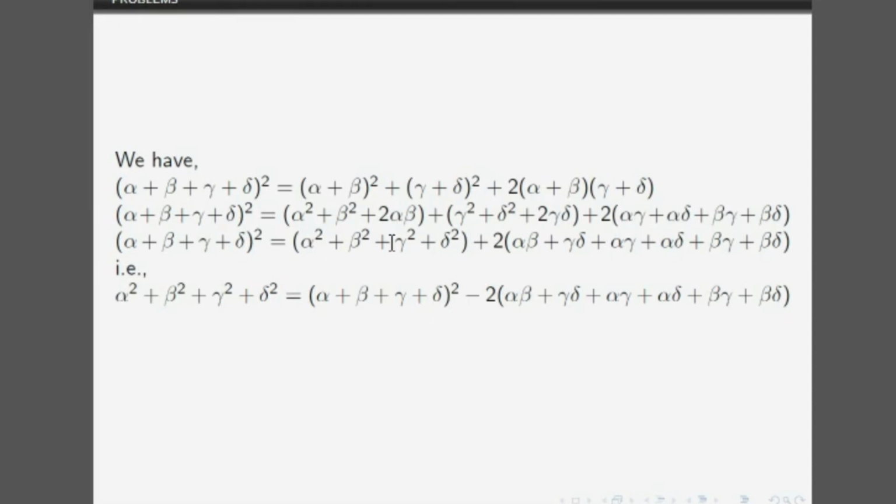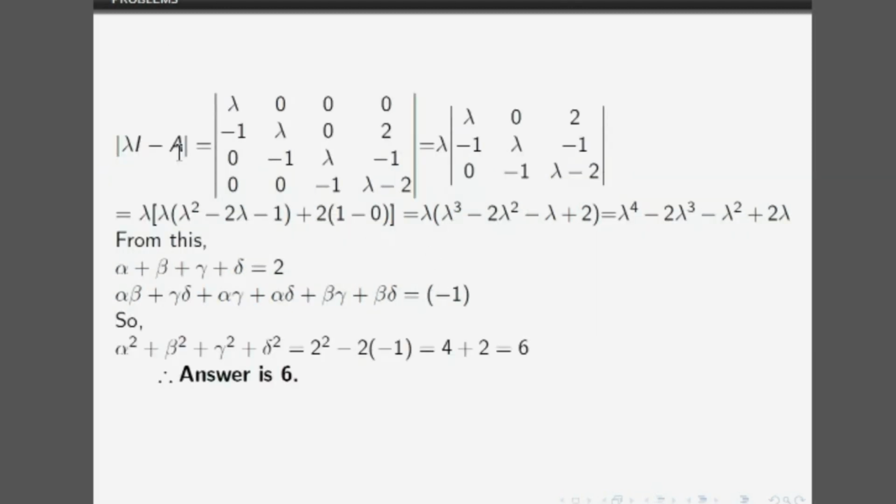So when I'm transposing the term, I get alpha square plus beta square plus gamma square plus delta square to be (alpha plus beta plus gamma plus delta) the whole square minus 2 into that rest of the term. So from this, upon computation, I get the characteristic equation to be lambda power 4 minus 2 lambda cube minus lambda square plus 2 lambda. From which, according to the equation that we have looked at, this 2 will be the trace, that is alpha plus beta plus gamma plus delta.